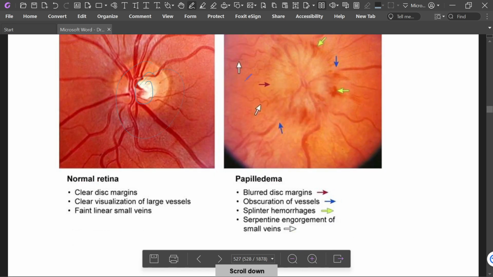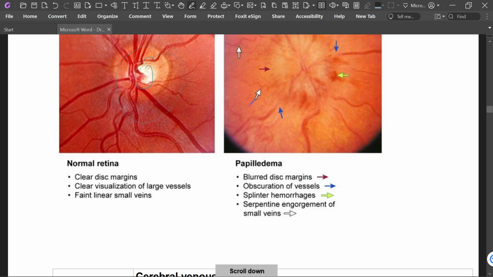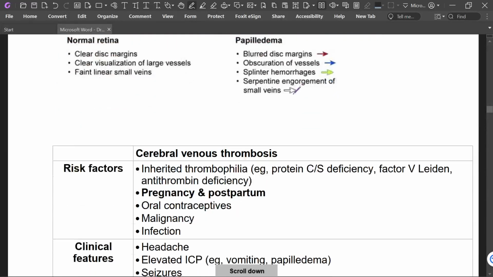There is a blurred disc margin, obscuration of the vessel. There is splinter hemorrhage. There is serpentine engorgement of the small veins. This is papilledema, with serpentine engorgement of the small veins, splinter hemorrhage, blurred disc margin, and obscuration of the vessel.